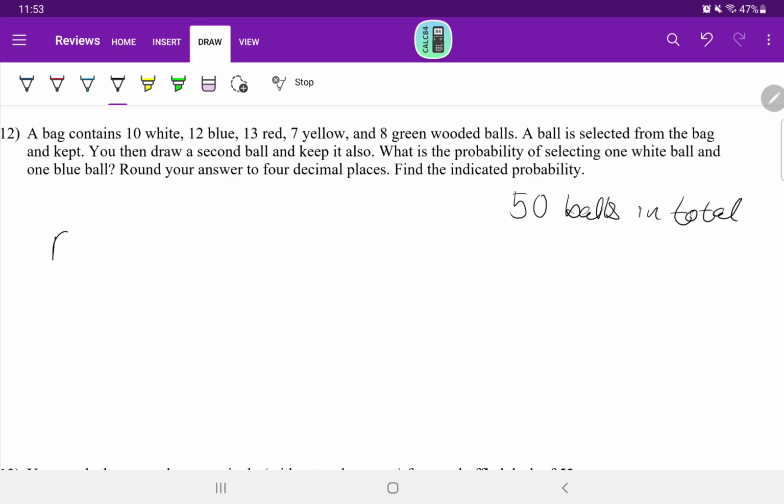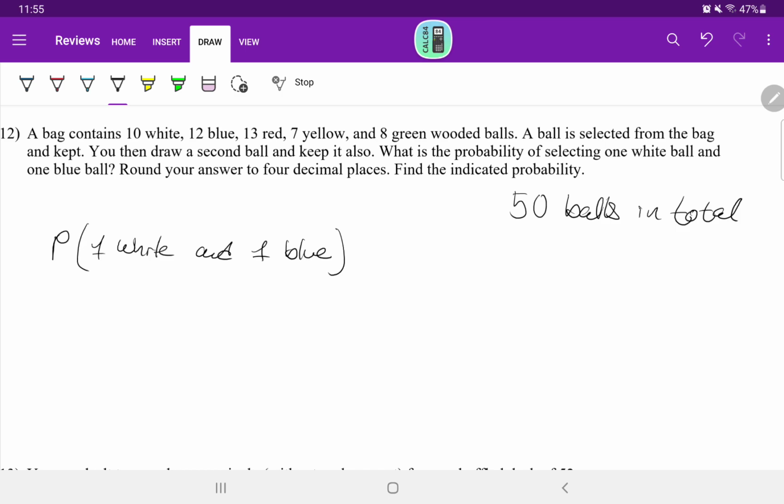Now we want to find the probability, and be careful what it says here. We want to find the probability of selecting one white and one blue. Now we're going to assume in this case that the order matters. So the first one is white and the second one is blue. Assume that the order is relevant in this question.